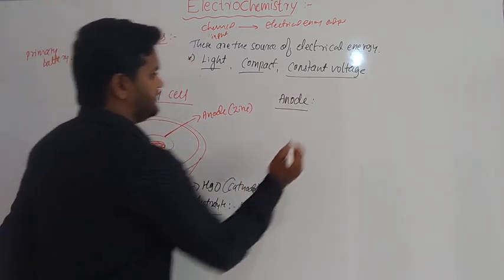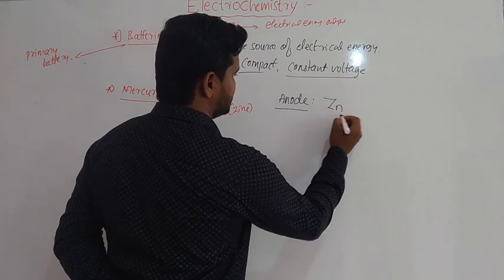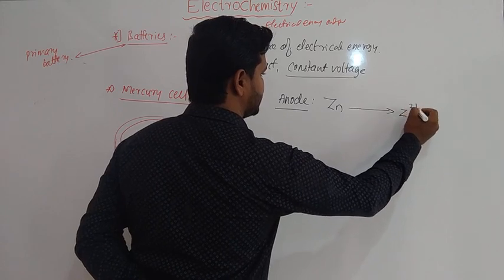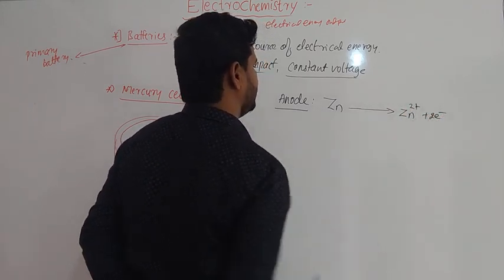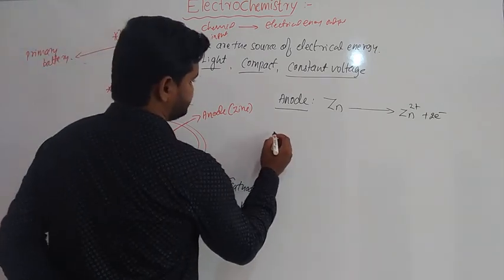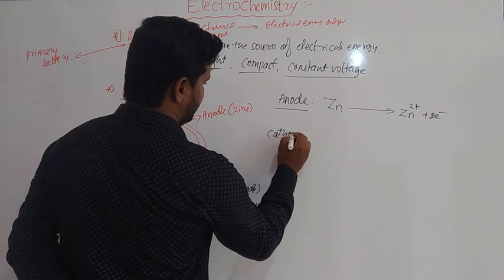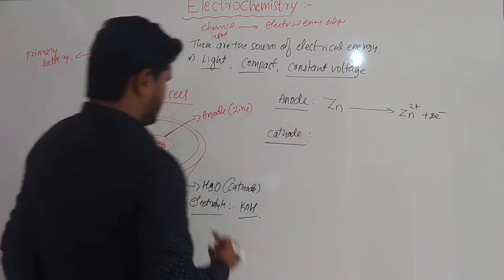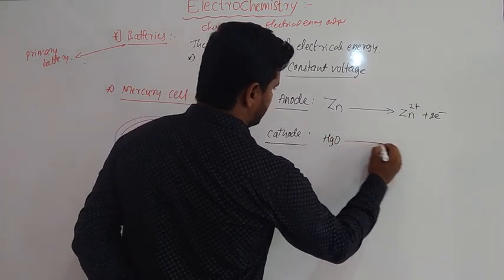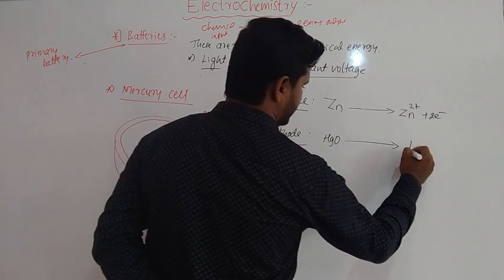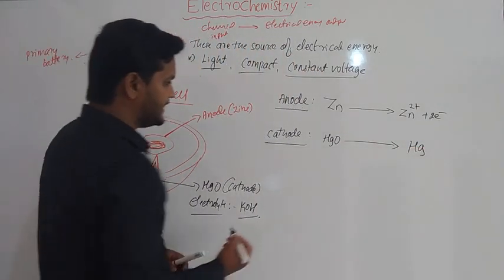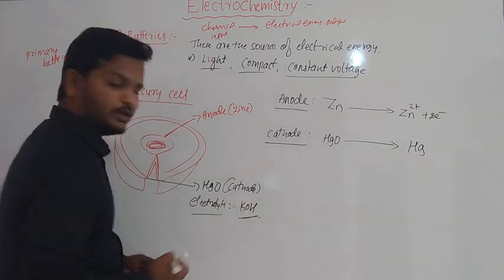So students, the reactions are anodic reaction in mercury cell. Anode, it is made up of zinc. Means here zinc loses 2 electrons, it becomes Zn2+ by losing 2 electrons. Means in anode oxidation reaction takes place. And in cathode, HgO gives rise to mercury. Okay, reduction reaction takes place. And the electrolyte here used is KOH.